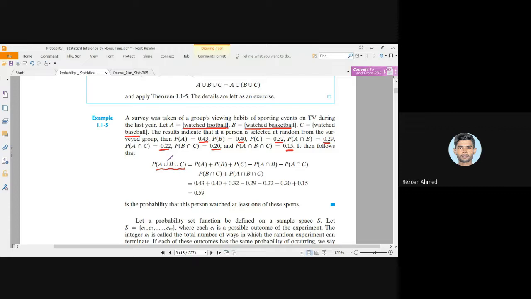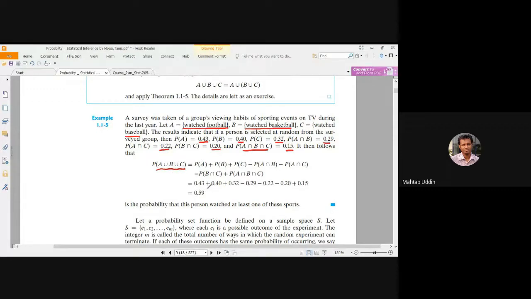All means this: intersection means all. Right, at least one. A union B union C means at least A or B or C, at least one. Union means at least one, intersection means all. At least one game, at least football or basketball or baseball. At least one. That is the formula.